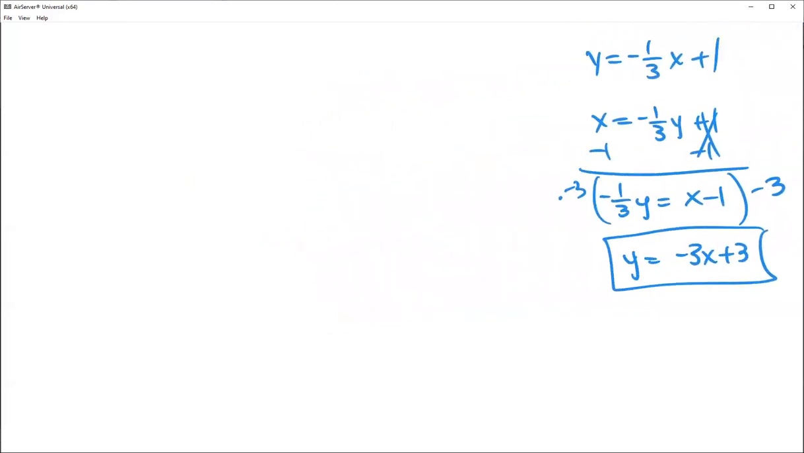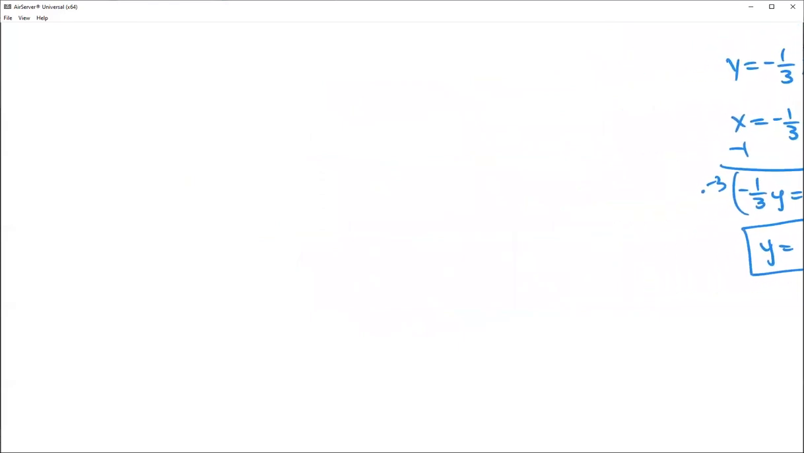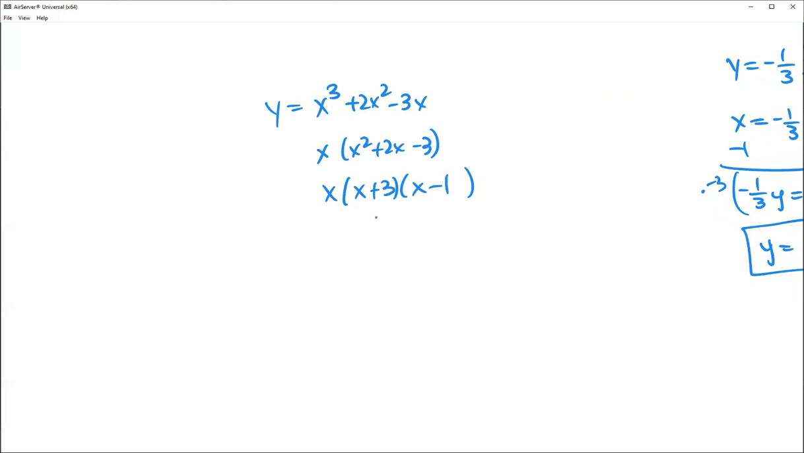Okay. Number 14 is graphing a polynomial. It is x cubed plus 2x squared minus 3x. We have y is equal to that. Remember, we factor out the x. It'll be x squared plus 2x minus 3. And we factor that, so it'll be x plus 3, x minus 1. So our three zeros are x equals 0, x equal to negative 3. Remember, we're making this equal to 0, subtract the 3, and then x is equal to positive 1.